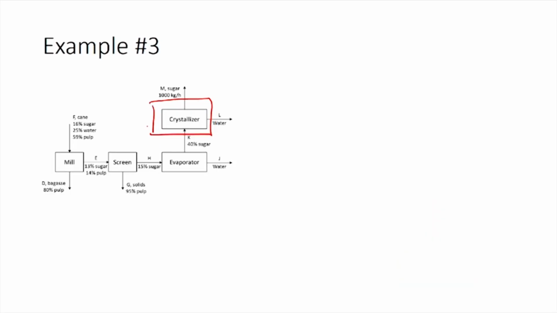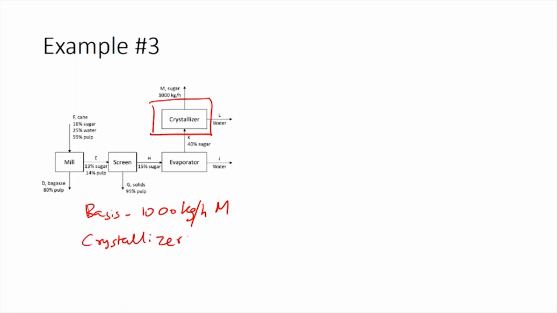Before we start doing the calculations, we need to identify the basis for the problem. Here there is only one flow rate which has been given, which is the mass flow rate of sugar leaving through the stream M. So our basis for this calculation would be 1000 kilograms per hour M. So let us start with the crystallizer.